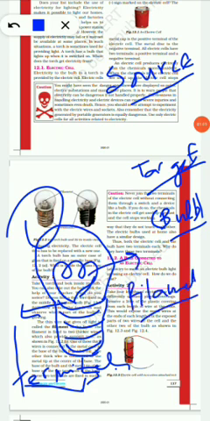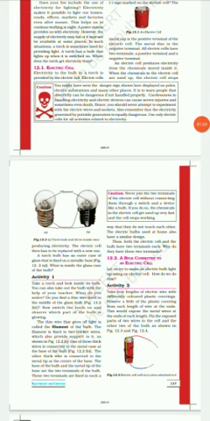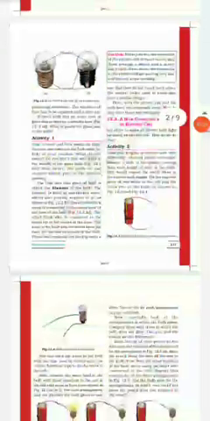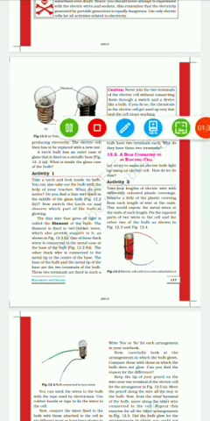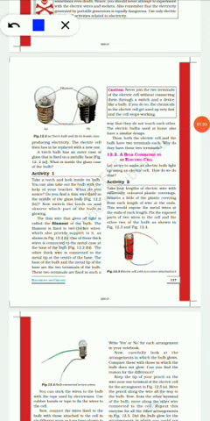Okay, this filament is usually made of tungsten. It is a tungsten filament which will glow white hot and make the bulb glow. So here we have the bulb. The structure of the bulb is also given. The structure or diagram of the bulb is also very important.